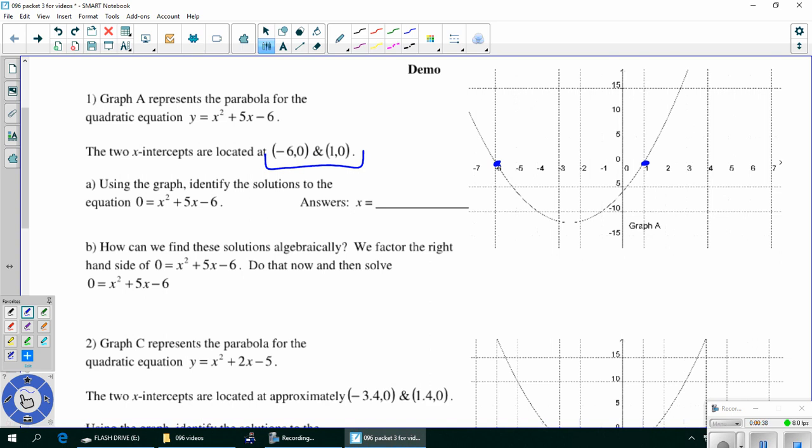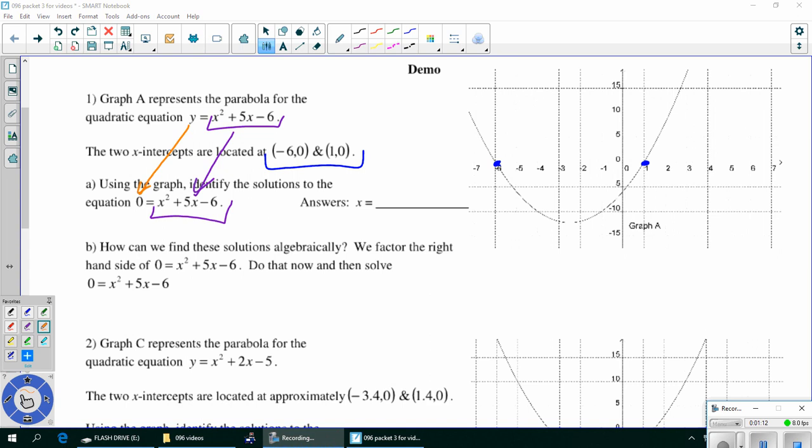So then it says use the graph to identify the solutions to the equation 0 equals x squared plus 5x minus 6. Well, take a look at the two equations we've got up in front of us. The right-hand side is exactly the same. The left-hand side is different. So the only change between these two equations is that the y has become a 0. And so in order to solve this equation, we know that we are looking for points where the y is equal to 0.